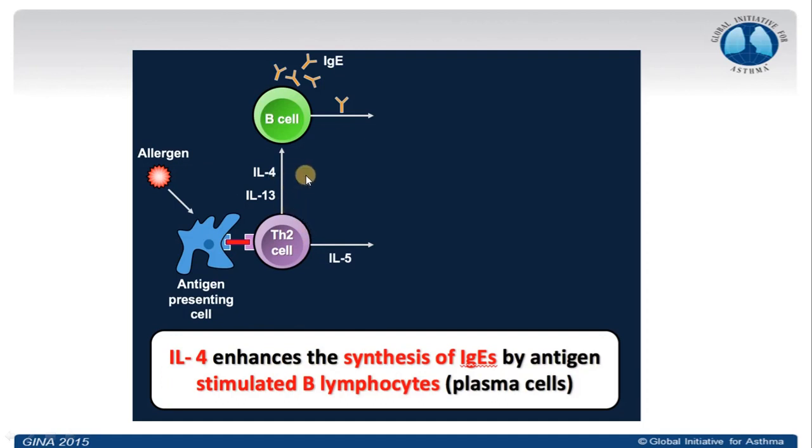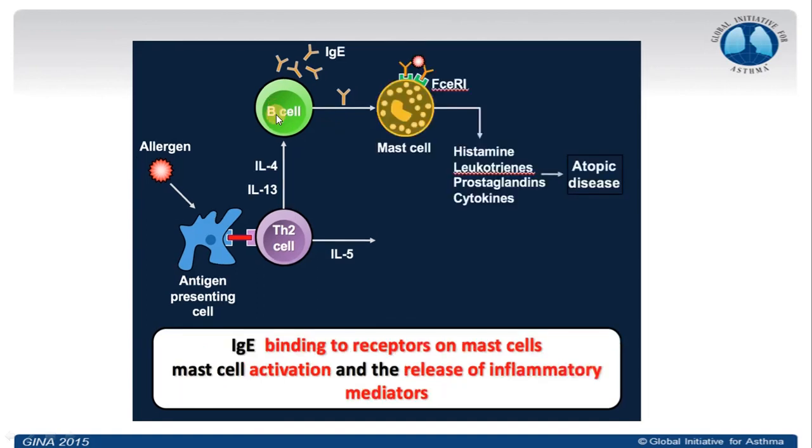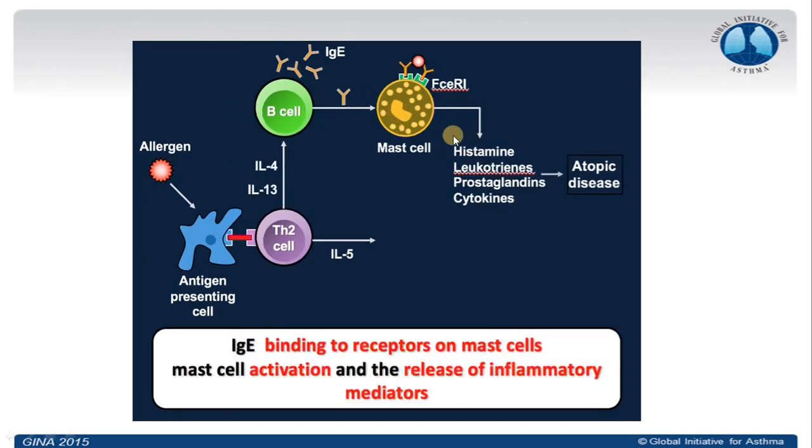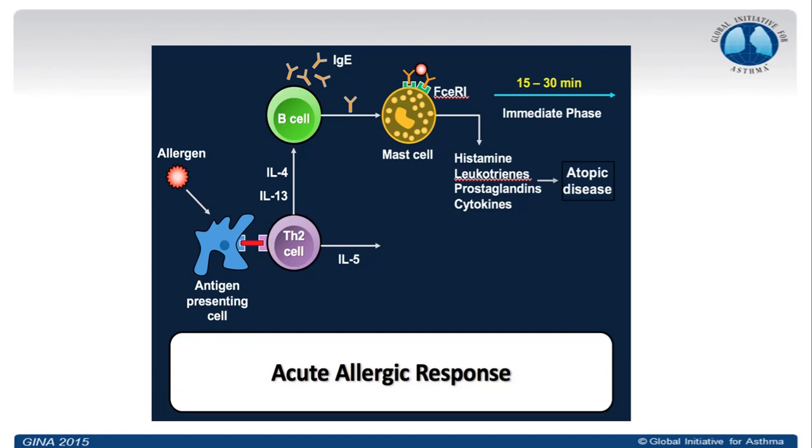Interleukin 4 enhances the synthesis of IgE by the antigen-stimulated B lymphocyte. The antigen-stimulated B lymphocyte or plasma cell will synthesize IgE. IgE will bind to the receptor on the mast cell, resulting in activation and release of inflammatory mediators like histamine, leukotrienes, prostaglandins and cytokines, resulting in atopic disease. Of course this immediate phase takes from 15 to 30 minutes. This is called the acute allergic response.